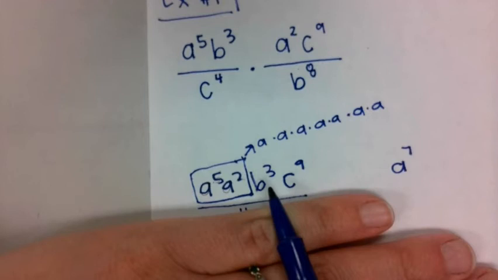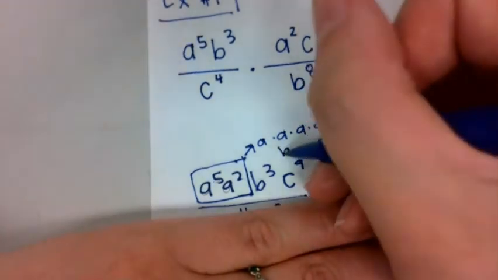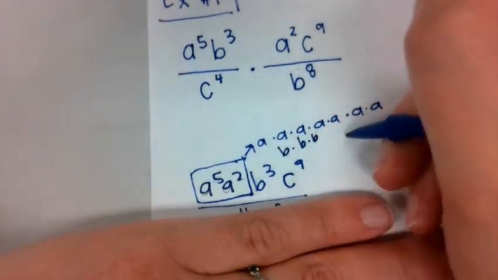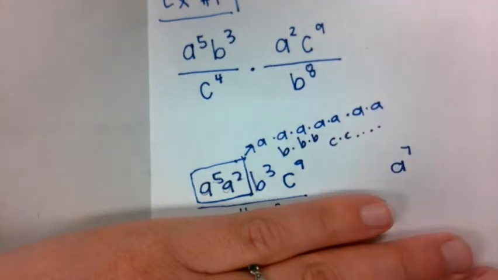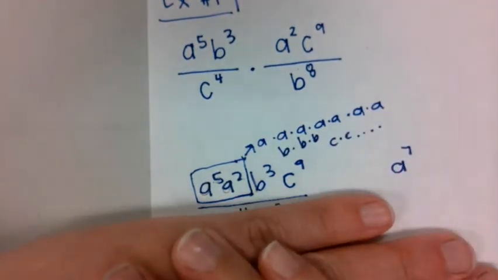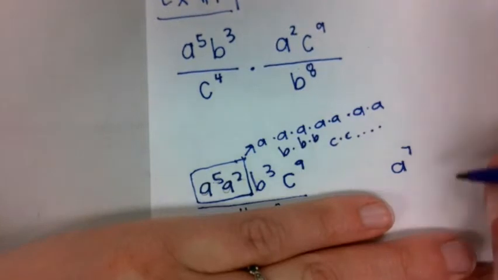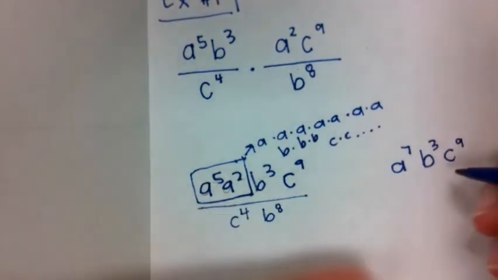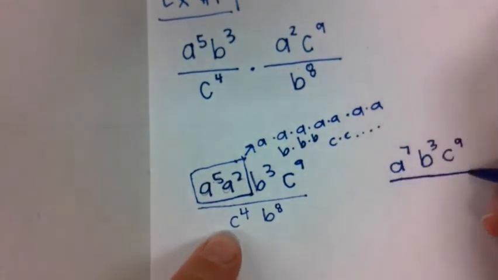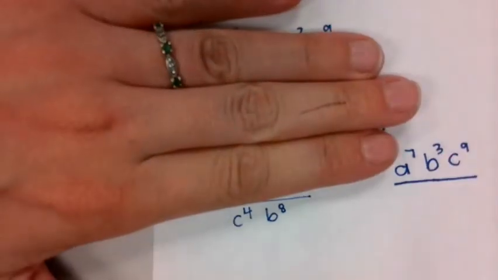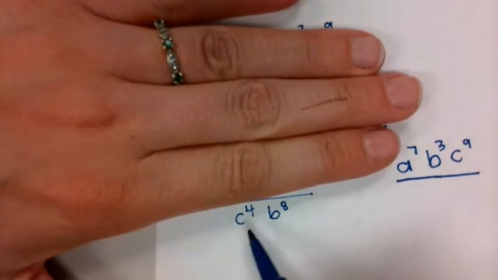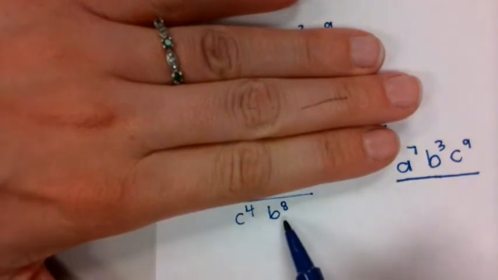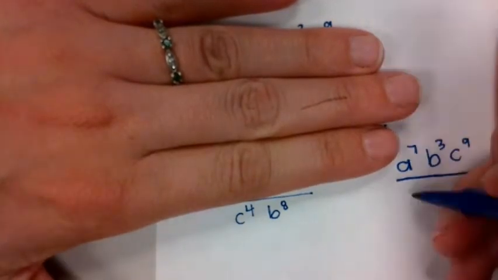Now as I look at b and c, I could write those all separate, b times b times b, and c times c, and there's a lot of c's. There's nothing to combine with those, so I'm just going to rewrite them on top. b to the third, and c to the ninth. I'm going to go to the bottom part of my fraction, and I'm going to simplify anything in the denominator. Well, I have 4 c's and 8 b's, but there's nothing to combine there, so I'm going to rewrite that.